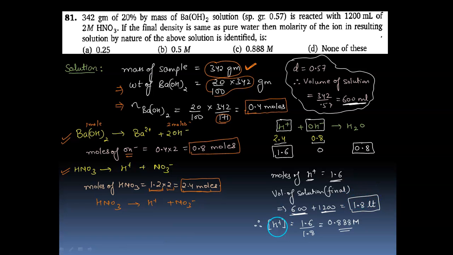So what is the concentration of H+ ions? It will be moles of H+ ions, 1.6, divided by volume in liters, which is 1.8, and hence the answer comes out to be 0.888 molar. So for this question the answer would be C.